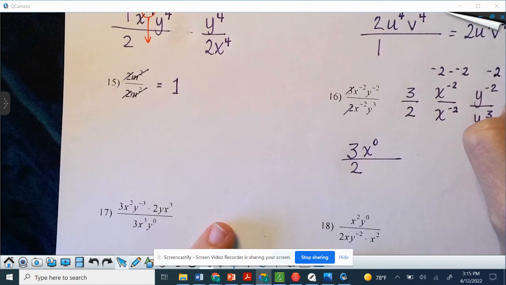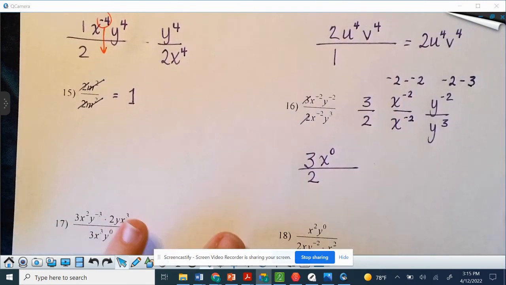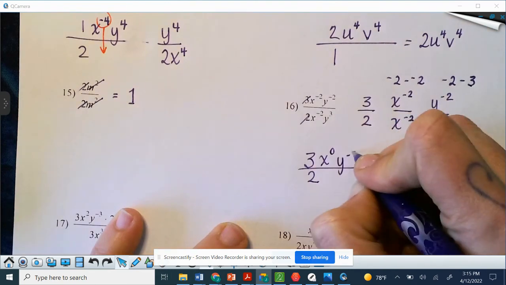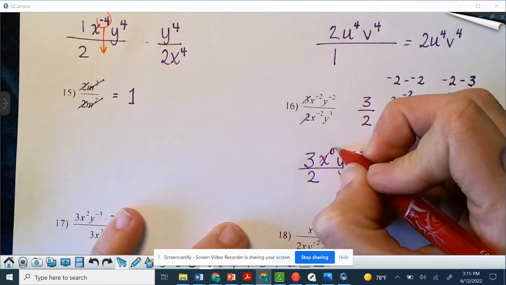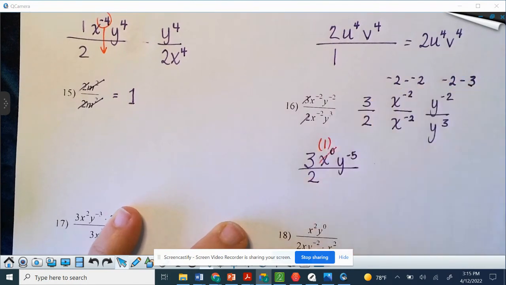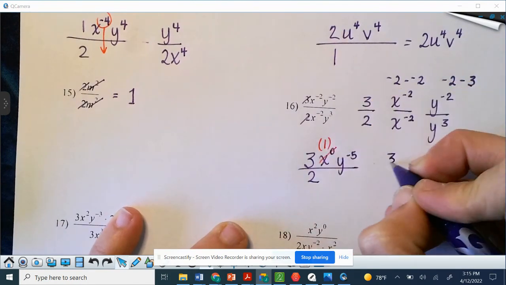-2 minus 3, because it's division and we subtract, is going to give us a -5. So we still have to clean up anyway. So x to 0 is 1, so 3 times 1. Still going to give me 3/2.